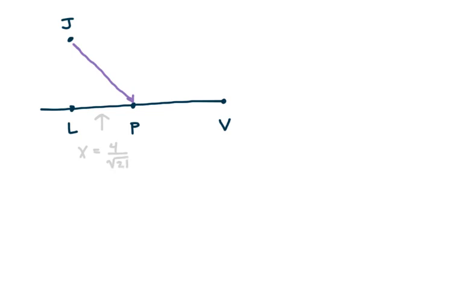So she's going to row to that point, and at that point she's going to get out of her boat and continue walking this distance, which was 6 minus x. So that value from P to V is 6 minus 4 over root 21. And I could use the decimal approximation here, but we want to keep this very exact, so we're going to plug it in like that.